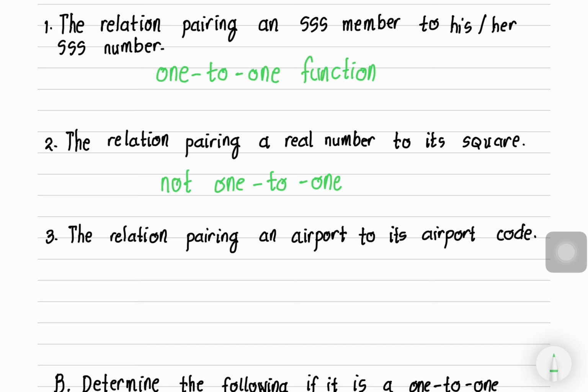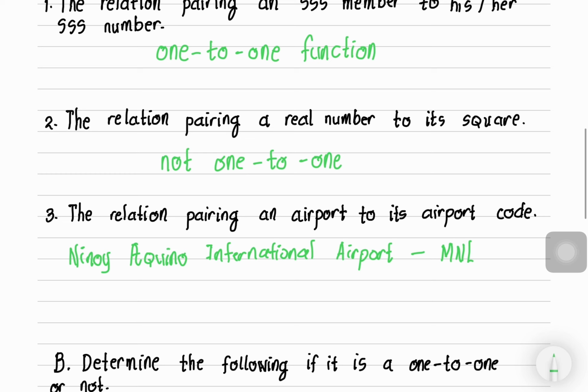The relation pairing an airport to its airport code. Okay, so ano ba yung mga airport natin dito sa Philippines? Say for example, Ninoy Aquino International Airport, right? Let me write. Ninoy Aquino International Airport. So guys, ang code nito ay MNL, right? And then another, 'di ba we have Mactan Cebu International Airport, right?